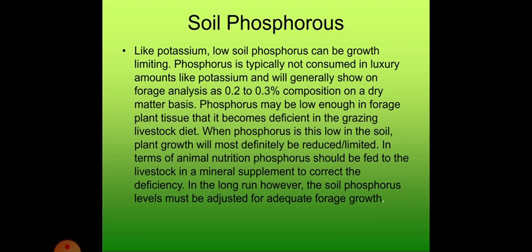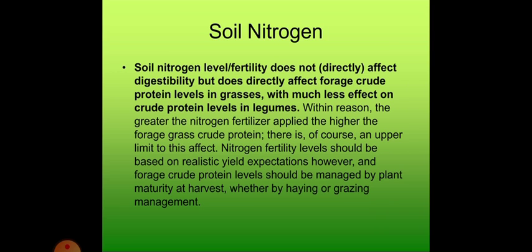Phosphorus may be low enough in forage plant tissue that it becomes deficient in the grazing livestock diet. When phosphorus is this low in the soil, plant growth will most definitely be reduced, limited. In terms of animal nutrition, phosphorus should be fed to the livestock in a mineral supplement to correct the deficiency. In the long run, however, the soil phosphorus levels must be adjusted for adequate forage growth.